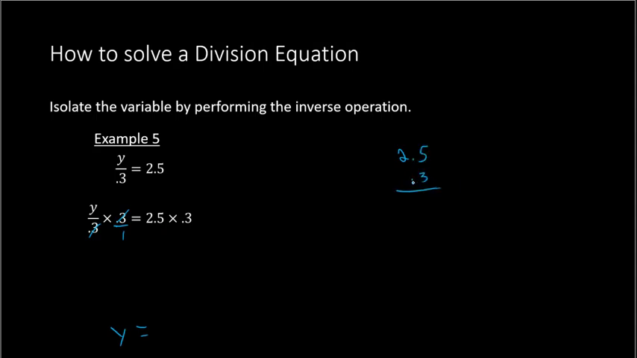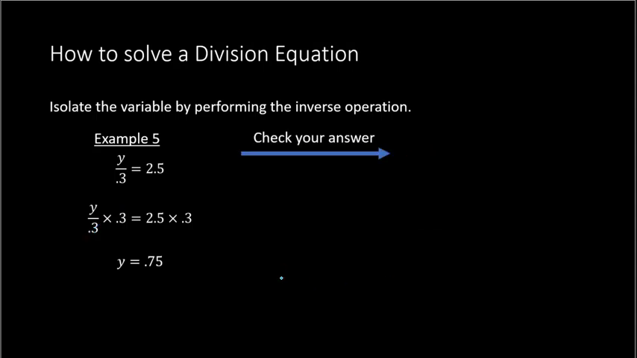So when you multiply like normal, 3 times 25 is 75. And because we have 2 digits after the decimal points, our decimal point moves over 2 places to get 0.75. So our solution is y equals 0.75.